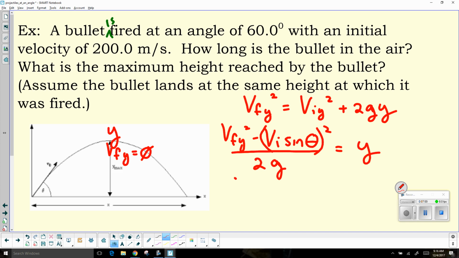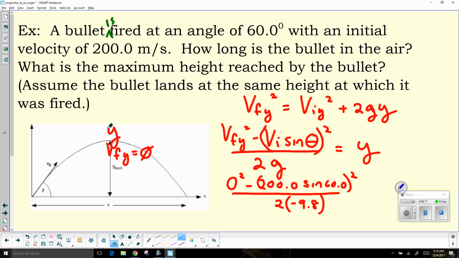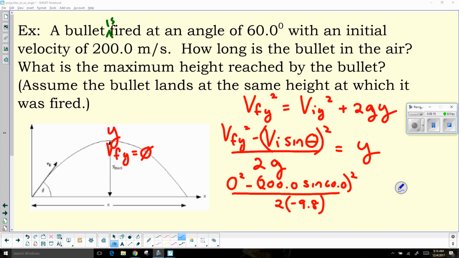Filling in what I know, 0 squared minus 200.0 times the sine of 60.0 quantity squared, all over 2 times negative 9.8. And when I solve this out, I will find that my height should be 1,530 meters with 3 significant figures.